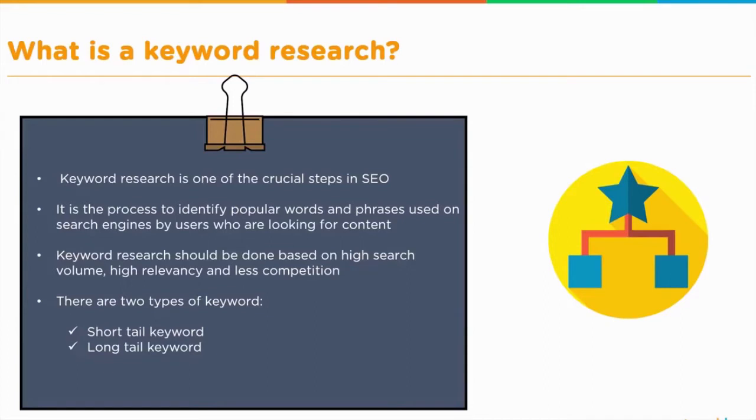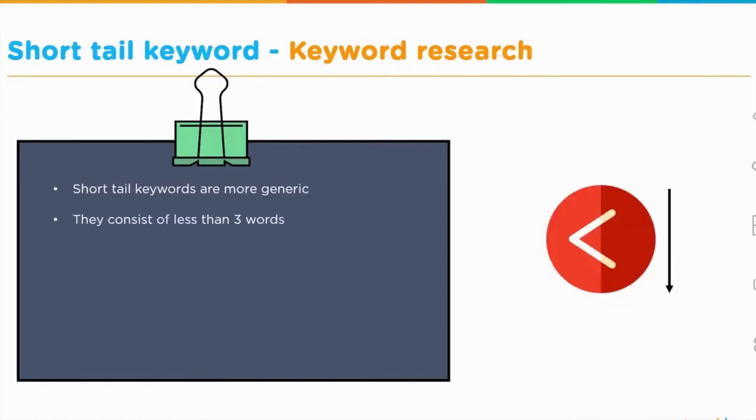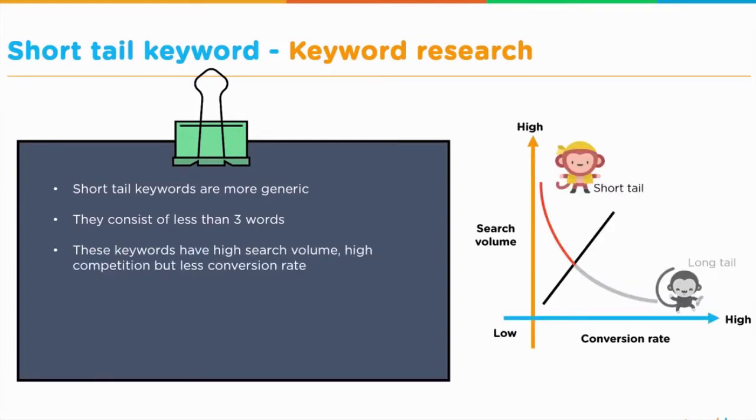So let's start with short-tail keywords. So short-tail keywords are generic keywords. Generally, they're less than 3 words in a keyword phrase. For example, Italian restaurants. So short-tail keywords generally have very high search volume. That means that if somebody types in Italian restaurants, then there's going to be a large amount of volume with that, meaning that generally a lot of people type in the keyword Italian restaurants.